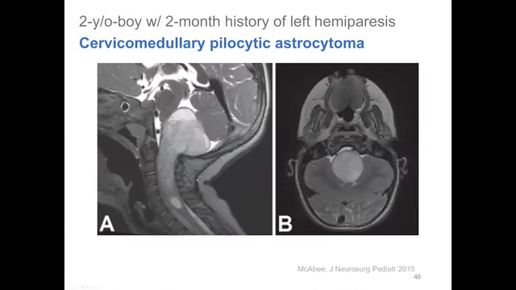Look at this case. This is a 2-year-old boy with a 2-month history of left-sided hemiparesis. We see a cervicomedullary tumor, exophytic to the dorsal CSF space, and high-grade looking, but this turned out to be a pilocytic astrocytoma.